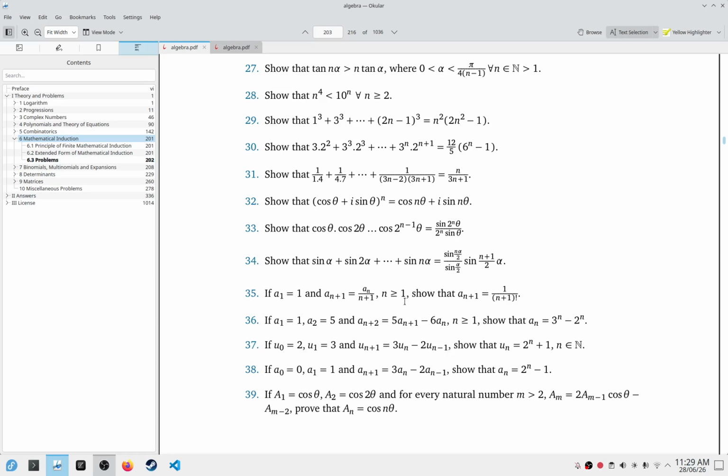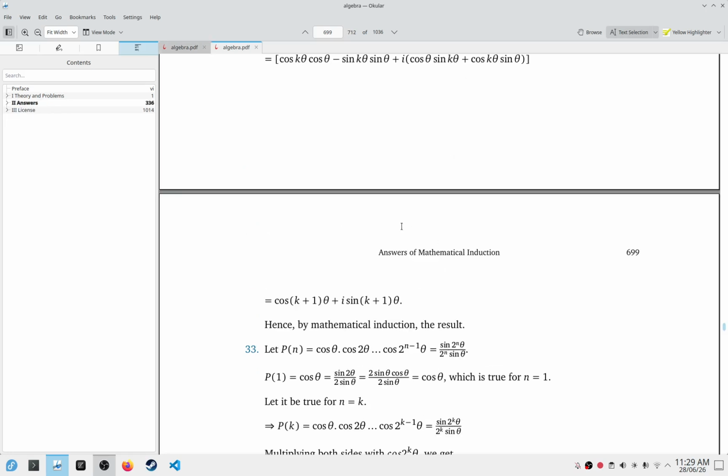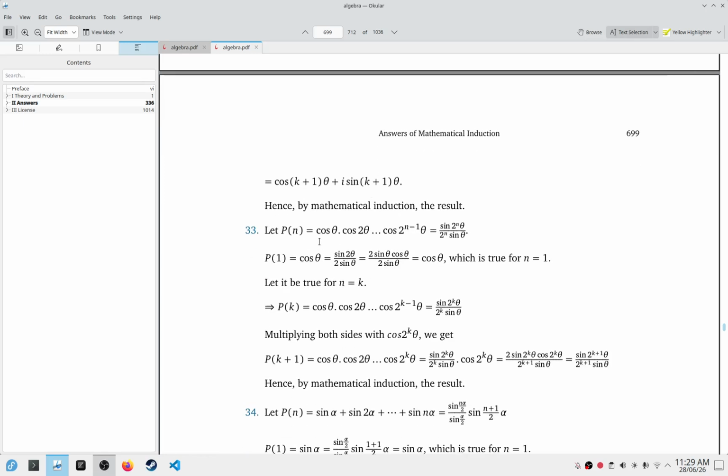So question 33 says that cos theta times cos 2 theta times and so on up to cos 2 raised to the power n minus 1 theta is equal to sin 2 raised to the power n theta divided by 2 to the power n sin theta. So we take the given expression as P(n), and P(1) left hand side is cos theta, and right hand side is sin 2 theta divided by 2 sin theta. Now sin 2 theta is 2 sin theta cos theta. So 2 sin theta will get cancelled and we will have cos theta.